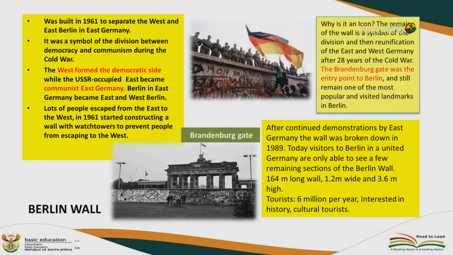It was built in 1961, not long ago. They say it was built to separate West and East Berlin in East Germany. It was a symbol of division between democracy and communism during the Cold War. This is the history behind the Berlin Wall.